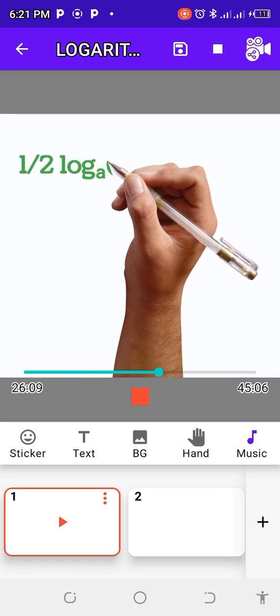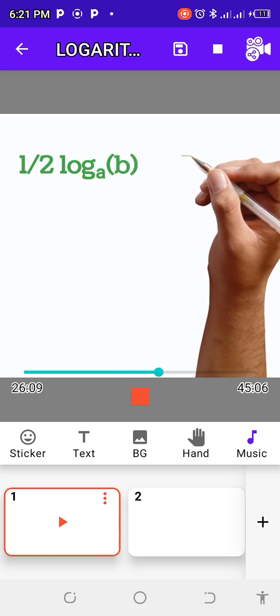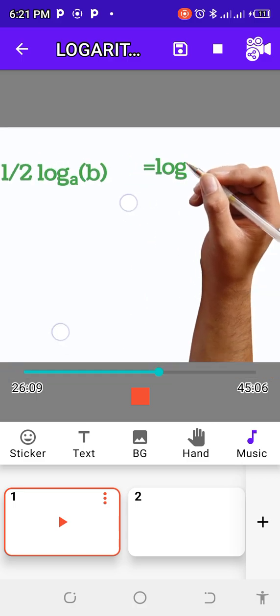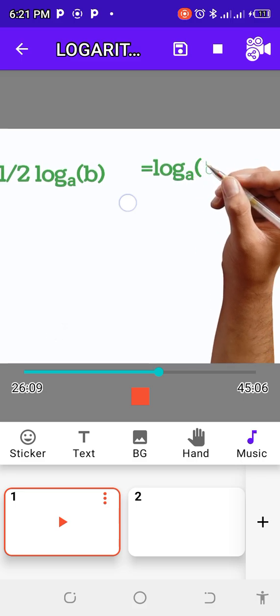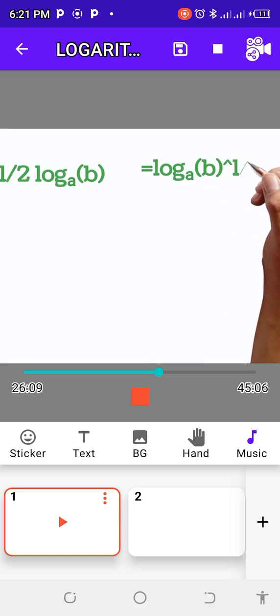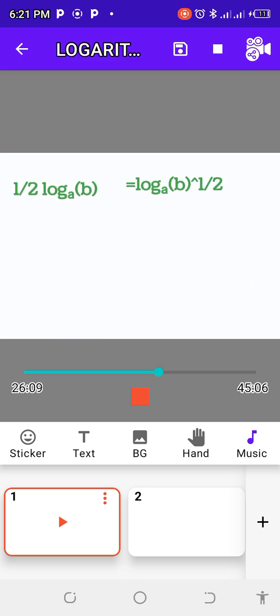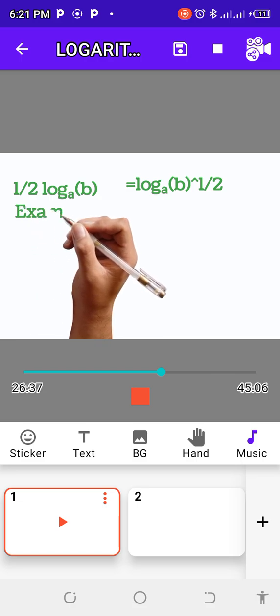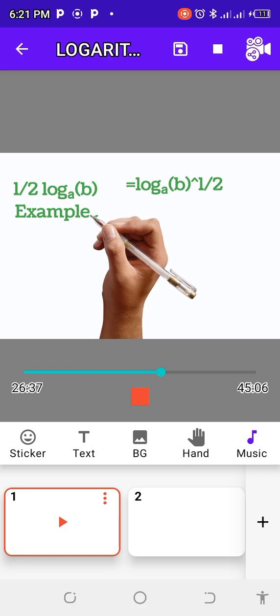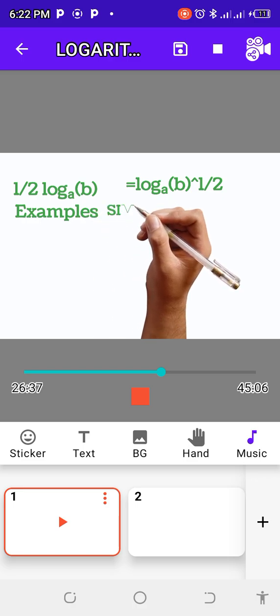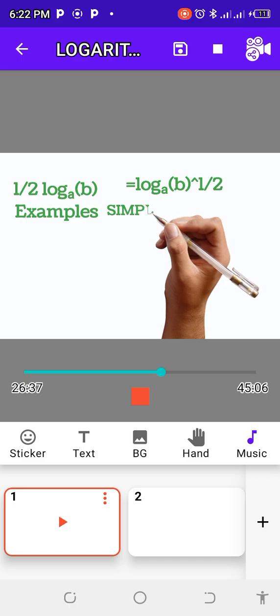Now we are going to take another example. This example is also from the law of exponents. Let me explain more about it. This law says 1/2 log b is the same thing as log b raised to the power 1/2. This law is derived from the law of exponents. It's a derivative of the law of exponents. 1/2 log b is the same thing as log b raised to the power 1/2.